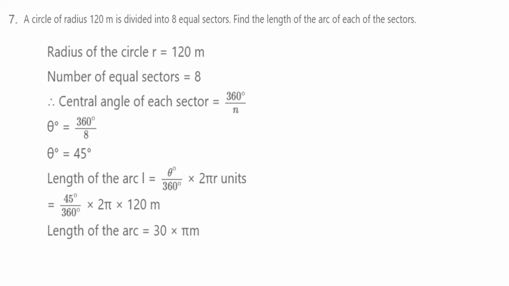Seventh one: a circle of radius 120 meter is divided into 8 equal sectors. Find the length of arc. So radius of circle here given 120 meter. Number of equal sectors 8. So first we will find theta. So theta equal to 360 degree by n. N is here 8. So cancel it. 1 8 is 8, 4 8s are 32. Remaining 4, 40, 5 8s are 40. So here theta equal to 45 degree.